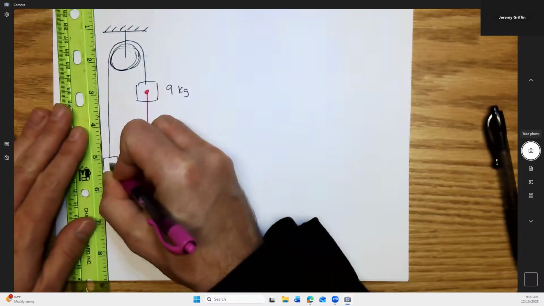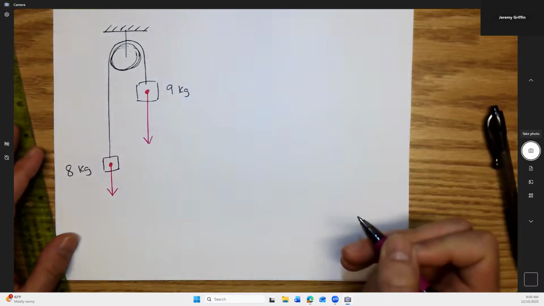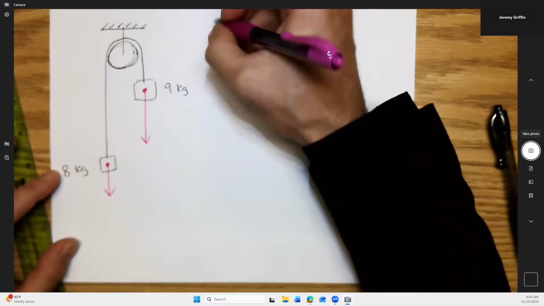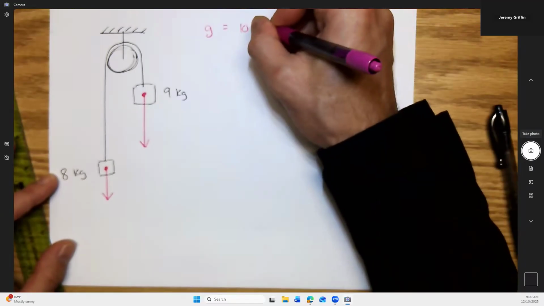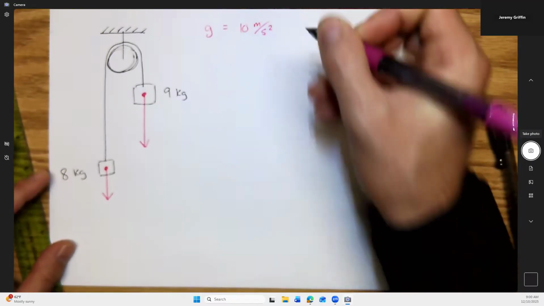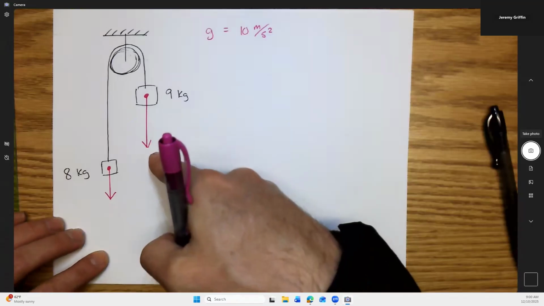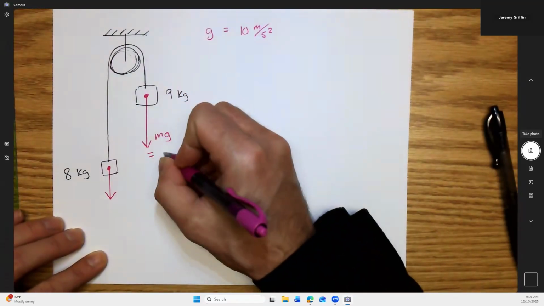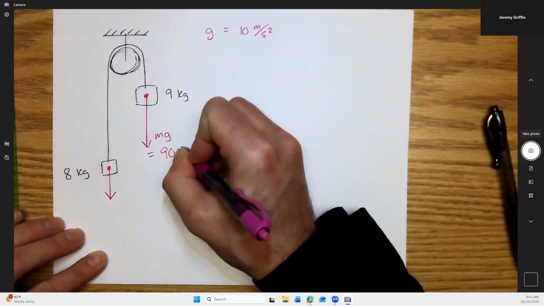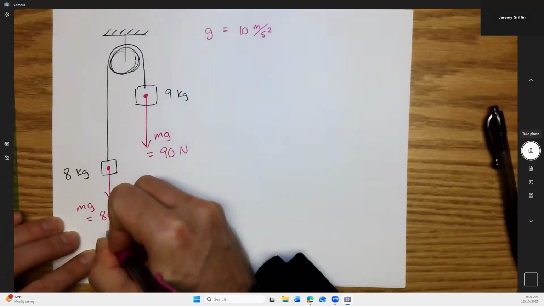All right, so I see a weight up here. I see a small weight here. Right, it's not exactly to scale. Guys, let's call gravity, what do you have to use for gravity? 10 meters per second squared. Whether you use it or not, it'll be close enough. And so if that's true, then what is this mg right here? How many newtons? 90 newtons. This over here must be 80 newtons.